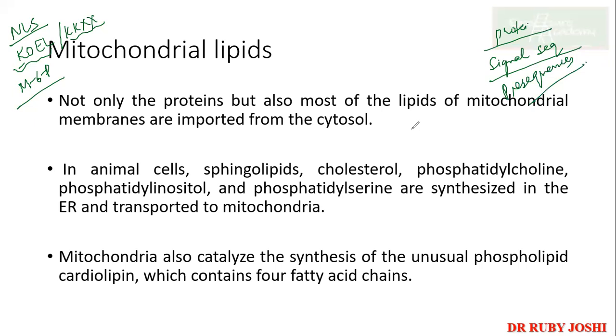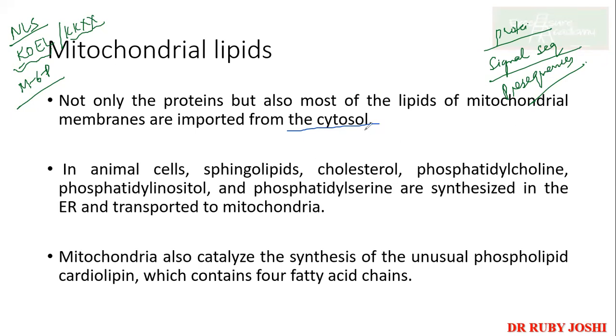Okay. Now let's talk about the lipids which are present in the mitochondria. Not only the proteins, but also the lipids of mitochondrial membranes are important. In animal cells, sphingolipids, cholesterol, phosphatidylcholine, inositol, serine, they are all synthesized in the ER and then transported to the mitochondria. Now, how are these transported?